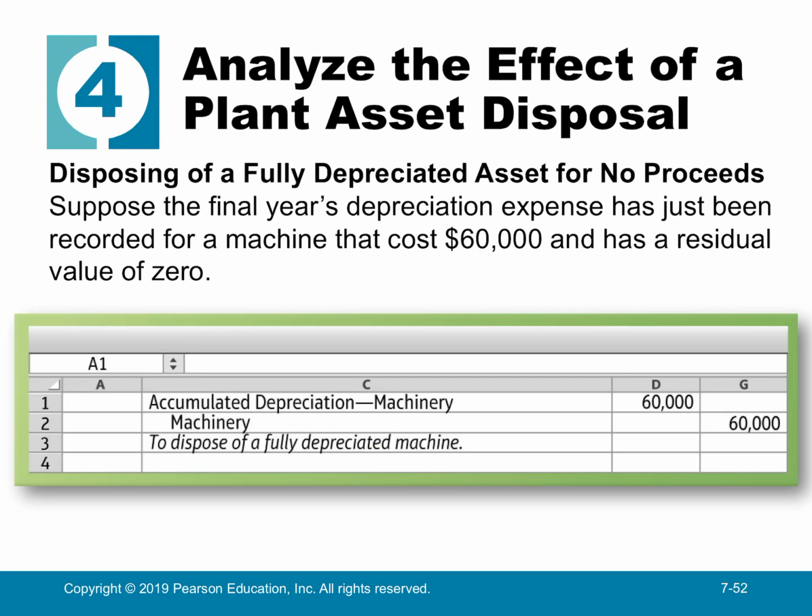In this example, which we just went through, we've already fully depreciated this asset. So, fully depreciated asset, right? We finished it off. 60,000 was what it cost us. There's no residual value. We're just writing it off. So we're debiting accumulated depreciation machinery for 60,000 and we're crediting machinery for 60,000. This disposes of a fully depreciated machine.